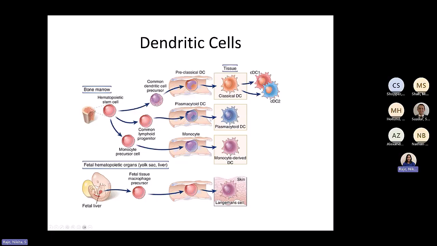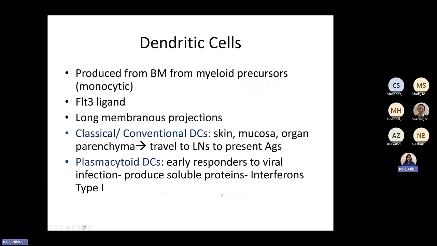Versus there are some dendritic cells that are produced in the fetal liver, and the ones that come from the fetal liver become special dendritic cells. They go to the skin, and they are called Langerhans cells, and they are identified by the presence of what are called Birbeck's granules. And these dendritic cells from the bone marrow are produced under the influence of FLT3 ligand.